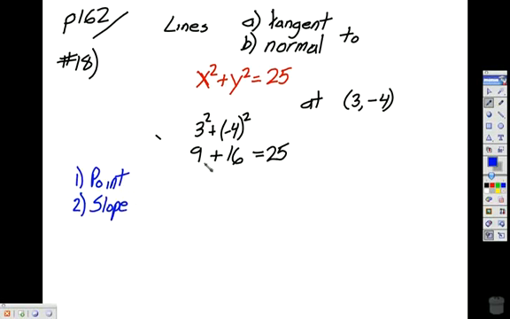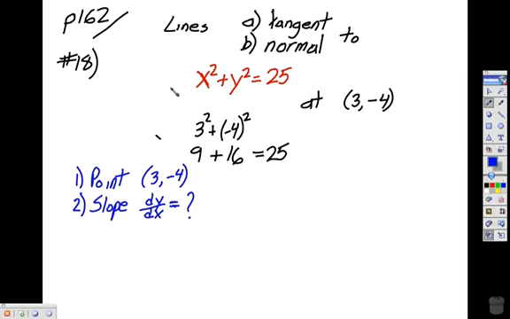Okay, the point is already taken care of. We know we want to go through this point, (3, -4). In order to find the slope, that's going to be dy/dx. The change in y over change in x, that is slope. And we're talking about the instantaneous change, so that's dy/dx, our derivative of y with respect to x. So okay, let's find dy/dx.